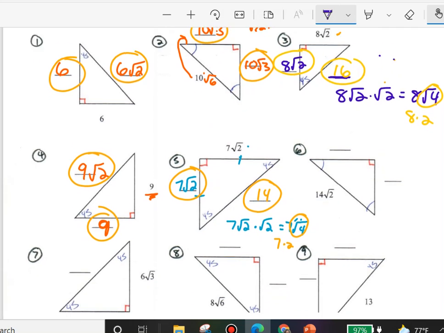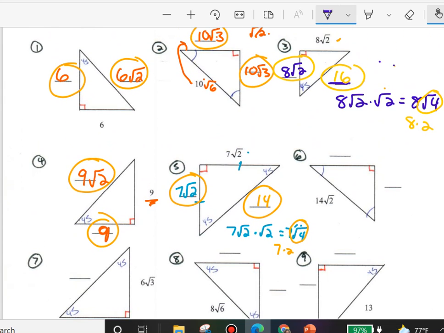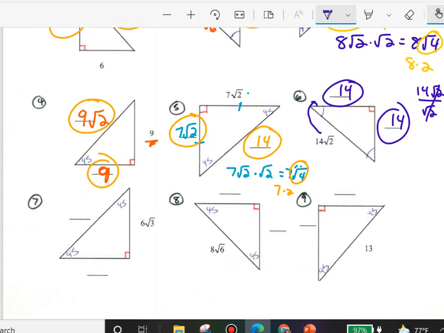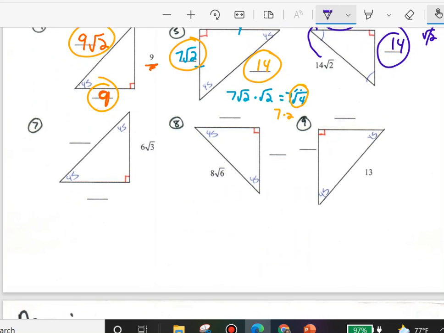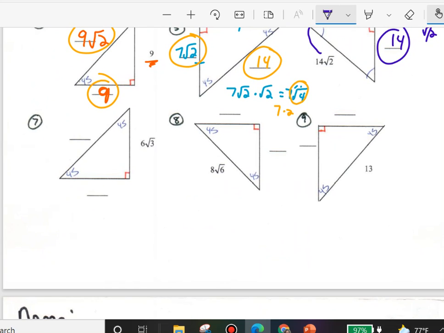Number 6. For number 6, we're going backwards. So we're going to divide. It's 14 root 2 divided by root 2. Ends up being 14. All right. I'm going to move down a little more. I'm going to edit number 9 and make this, let's make it 13 root 12.